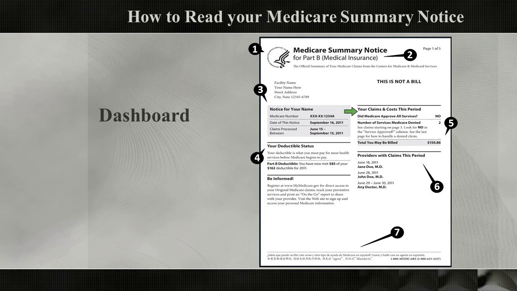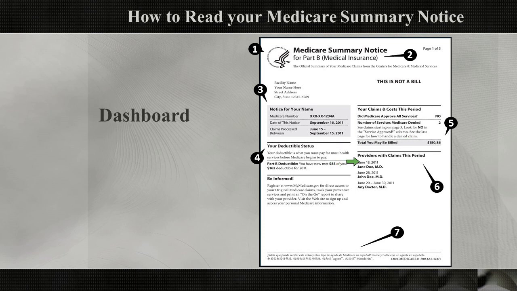Section 5 shows several important numbers. First, it will show you whether Medicare approved the services you received, and if not, will indicate the number of services that were denied. For example, here, it states that Medicare did not approve all the services, and actually 2 of the services were denied by Medicare. This section will also indicate the total amount of money you may be billed for. In this case, $150.86.